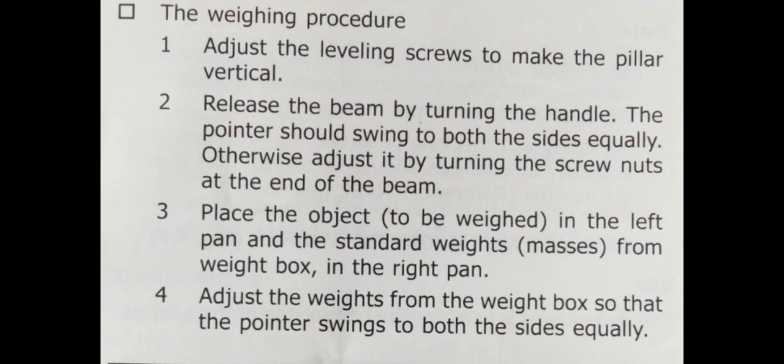The weighing procedure: number 1, adjust the leveling screw to make the pillar vertical. Number 2, release the beam by turning the handle. The pointer should swing to both sides equally, otherwise adjust it by turning the screw nuts at the end of the beam. Next, place the object in the left pan and standard weights from the weight box in the right pan. Adjust the weights from the weight box so that the pointer swings to both sides equally.